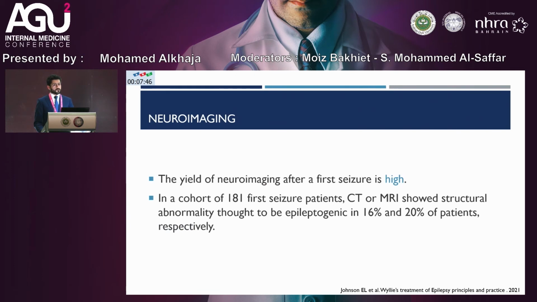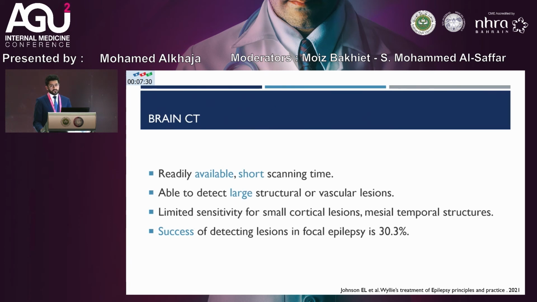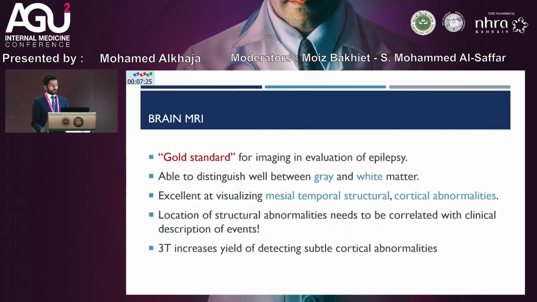Now, you wanted to investigate the seizures, so you go and do neuroimaging. The yield is high. CT and MRI, of course, MRI is better. The yield of CT is 16% in one study, and the yield of MRI is 20%. CT is readily available and detects lesions in up to 30% of patients with epilepsy. MRI, the gold standard, helps us differentiate gray and white matter. Very good for focal cortical dysplasias. Lately, we've been having software that can detect these subtle FCDs. It's also very good for visualizing the mesial temporal lobe.